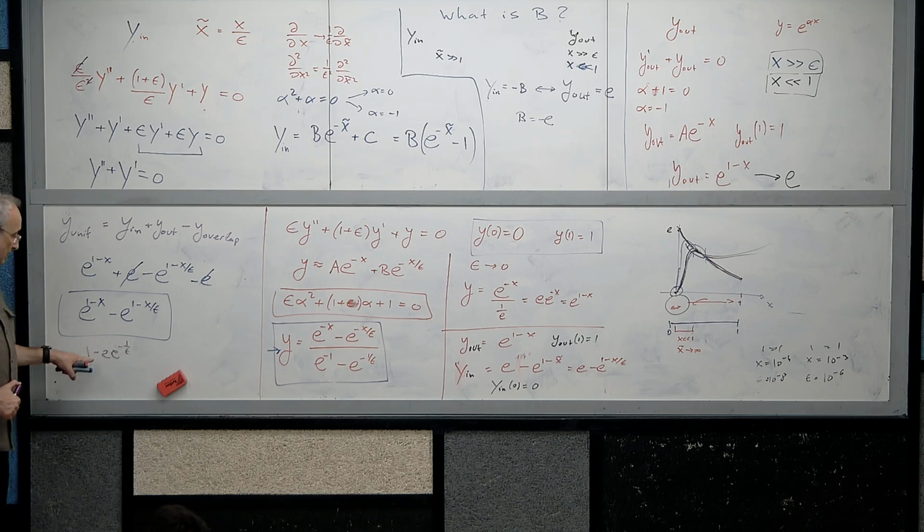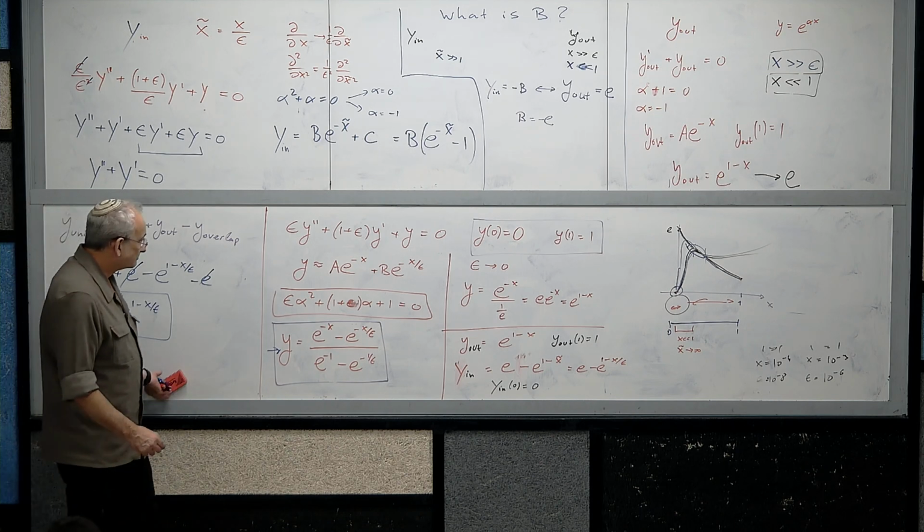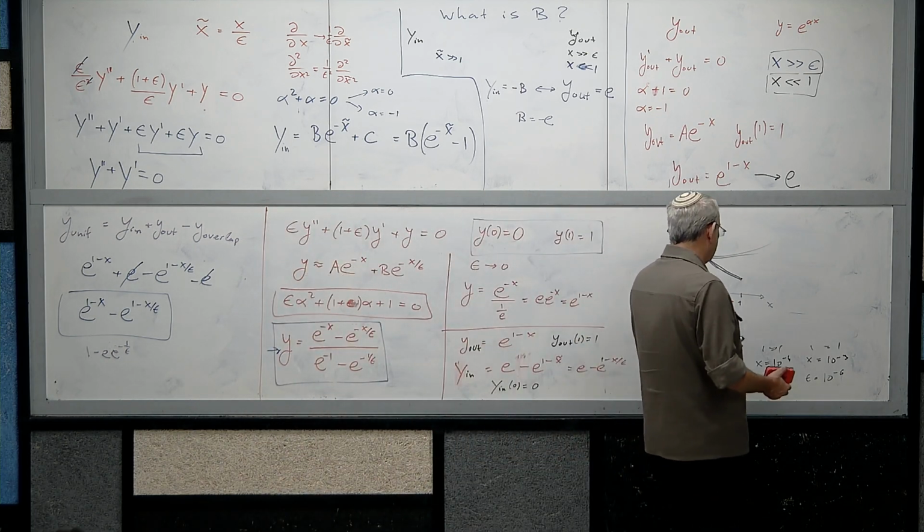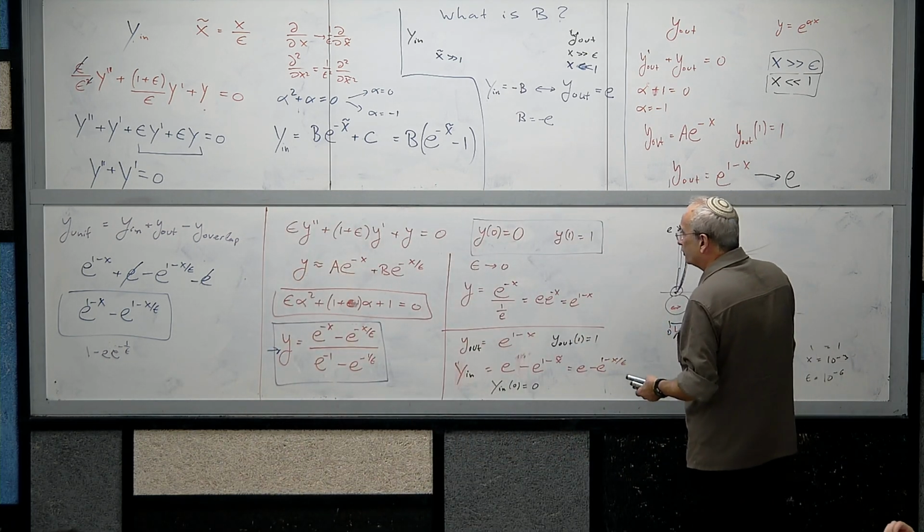You see? And we get the correct boundary. So there is a little mismatch between the uniform solution and the exact solution. Okay? Good. So this is what I have to say.